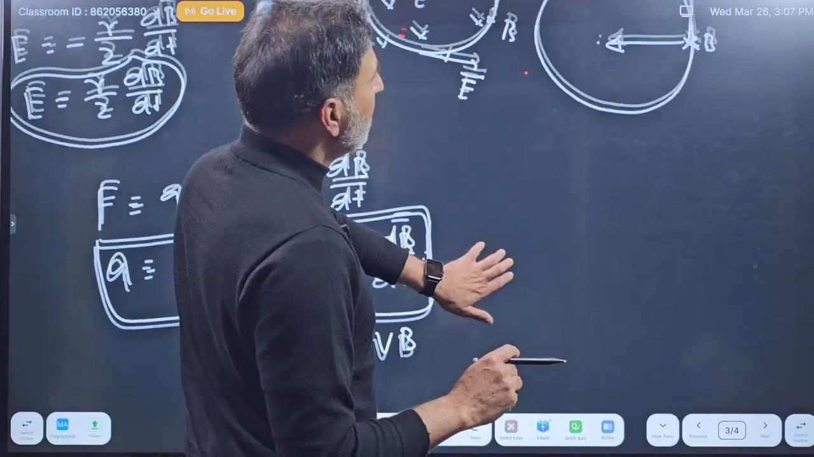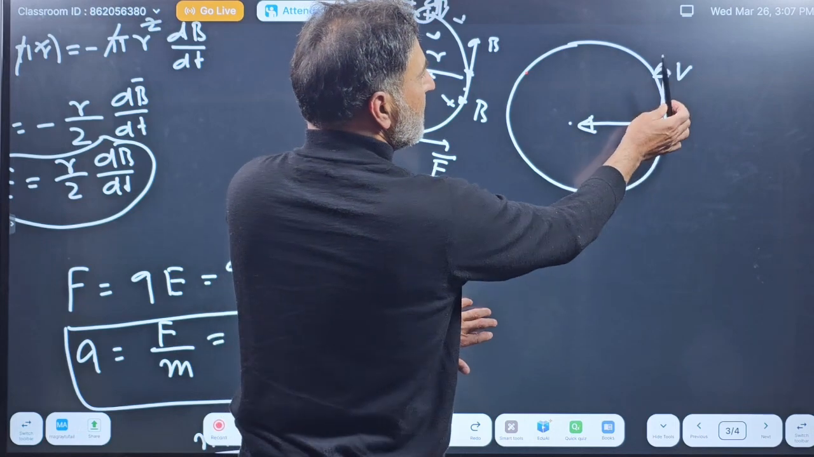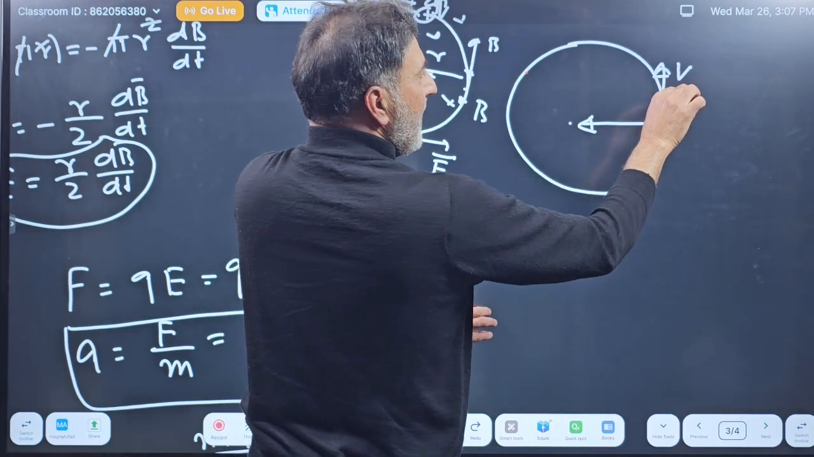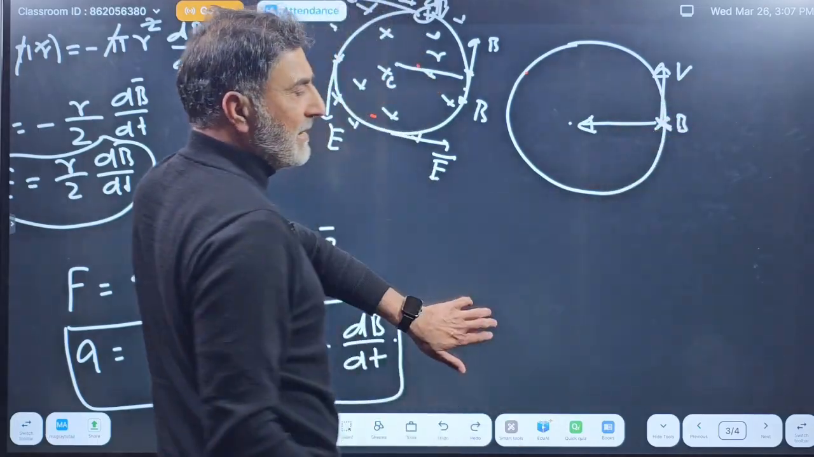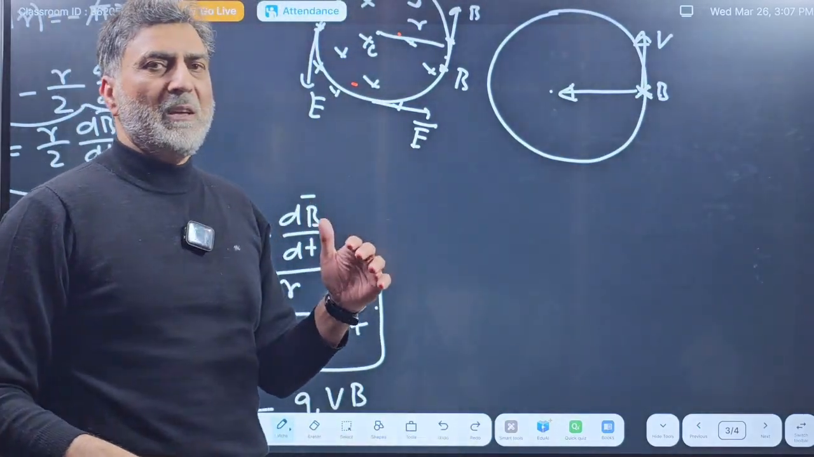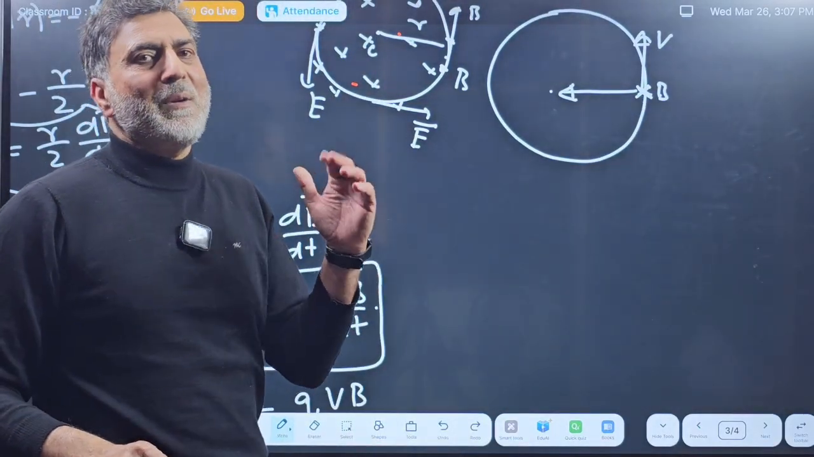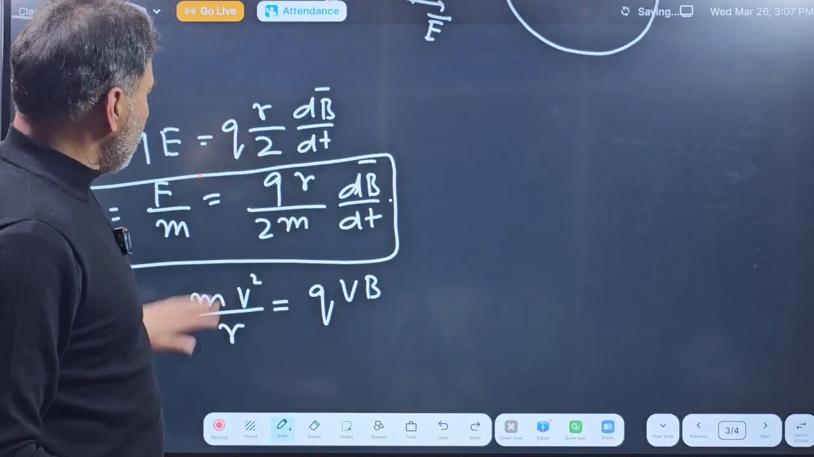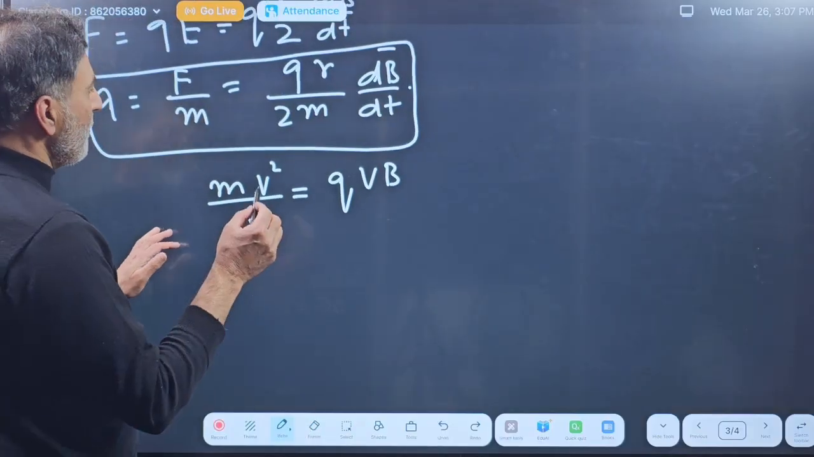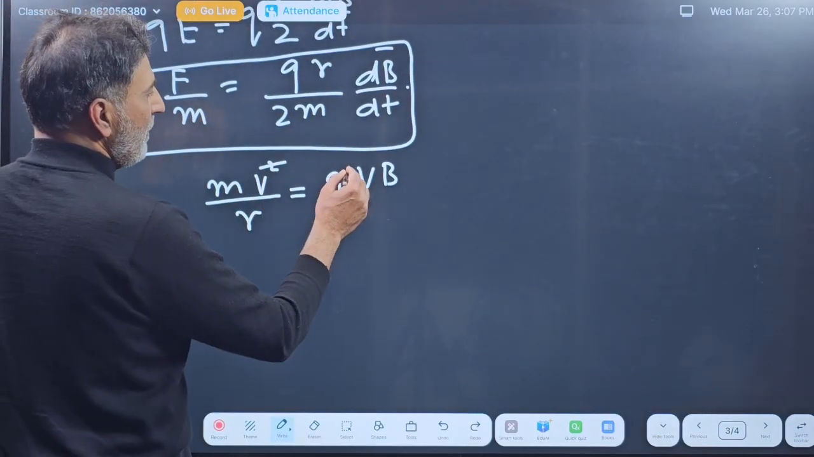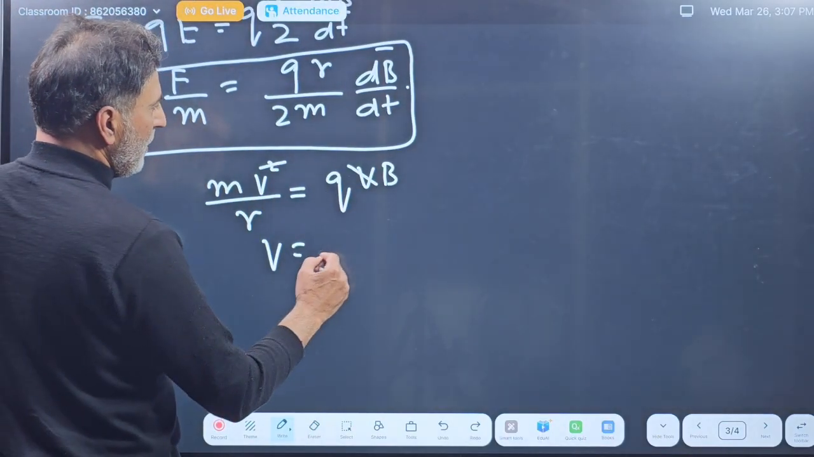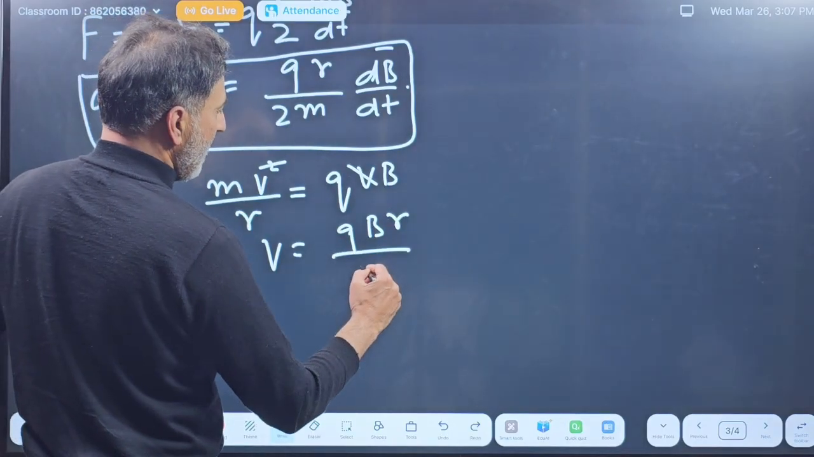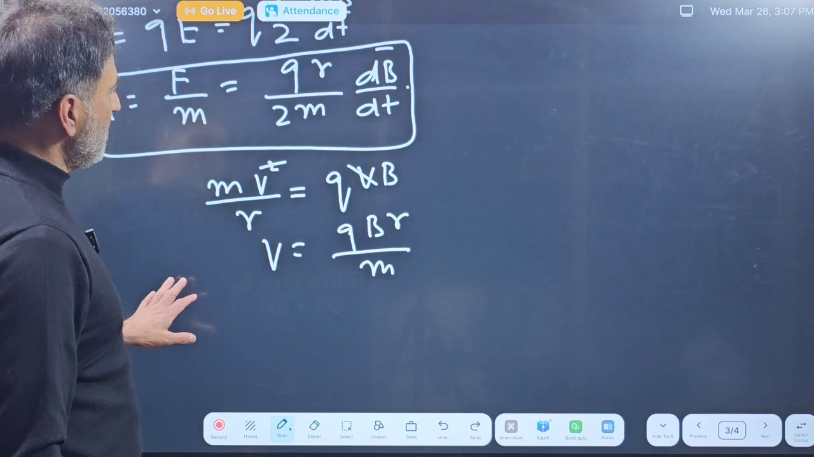Why? Because velocity is tangential, and the magnetic field is inward, so the angle between V and B is 90 degrees. That's why QV cross B becomes QVB, because V and B are perpendicular, and QVB is the magnetic force toward the center. Now from here, one V will cancel, and V will be equal to QBR divided by M from this equation.